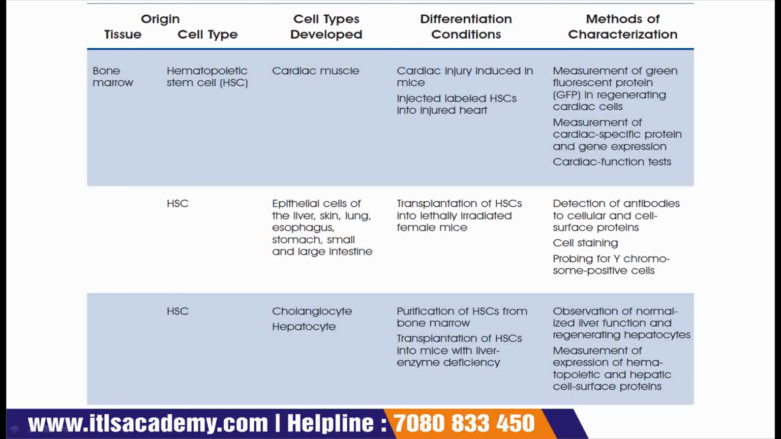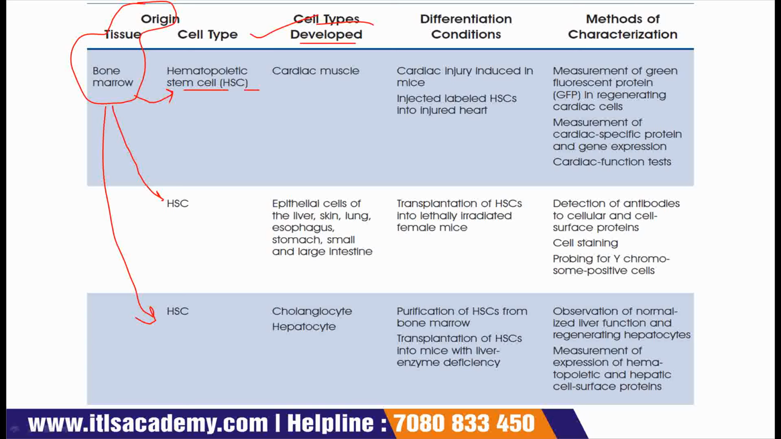So let us start with bone marrow. Origin tissue is bone marrow. This bone marrow gives rise to multiple types of cells like hematopoietic stem cells and many other types of cells. What kind of cells can be derived from these hematopoietic stem cells? So now let us see cell types that are developed from these hematopoietic stem cells.